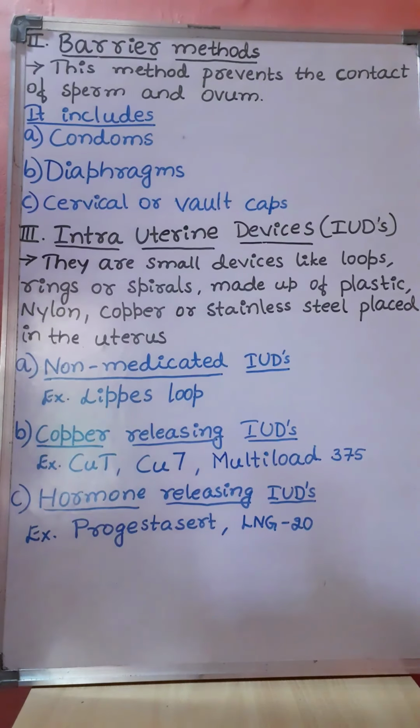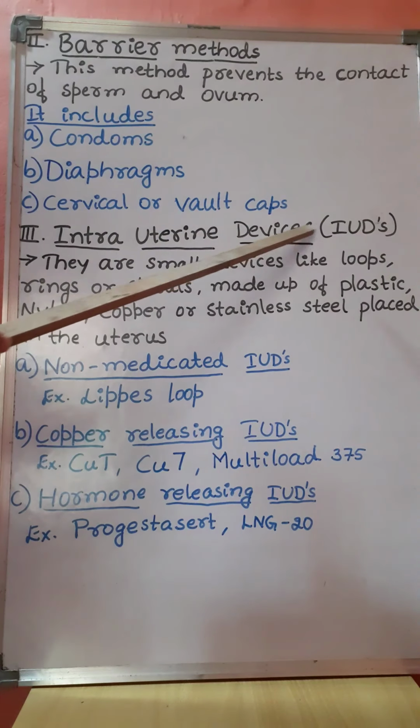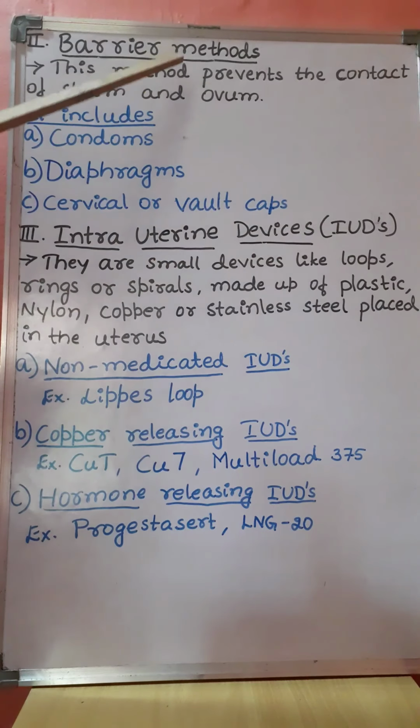Hello students, in the last video we discussed natural or traditional methods of contraception. In today's class, let us discuss barrier methods of contraception and intrauterine devices. Barrier methods and intrauterine devices, or IUDs, are the two spacing methods which prevent the contact of sperm and egg or ovum, thereby preventing fertilization.